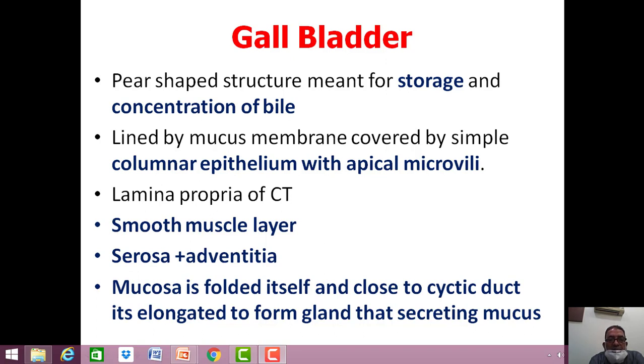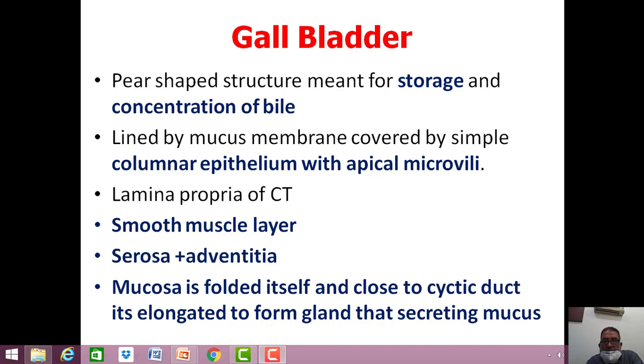Serosa plus adventitia are both present in the gallbladder because at some places it is intraperitoneal and in some places it is extraperitoneal. When there is the peritoneal covering, it is serosa, that is simple squamous epithelium with a little bit of connective tissue. Adventitia is the connective tissue layer. So you will have to differentiate between these two, adventitia and serosa. Serosa is the peritoneal lining.